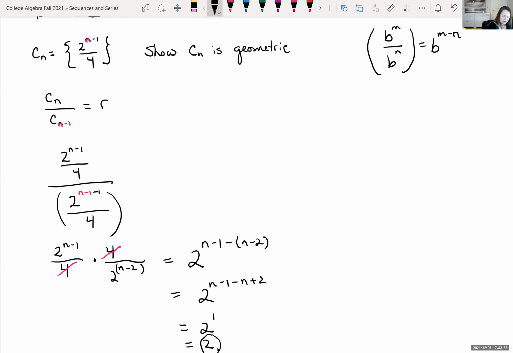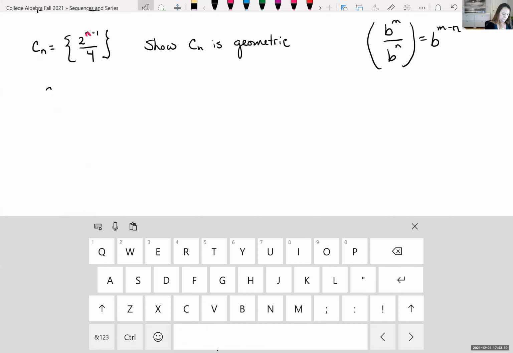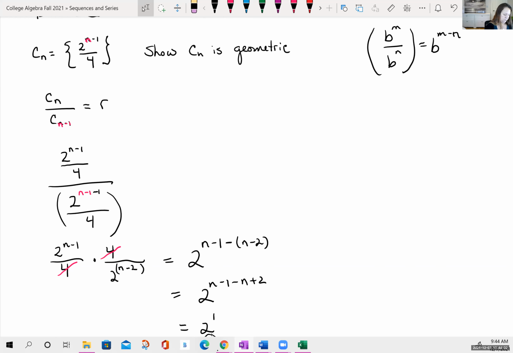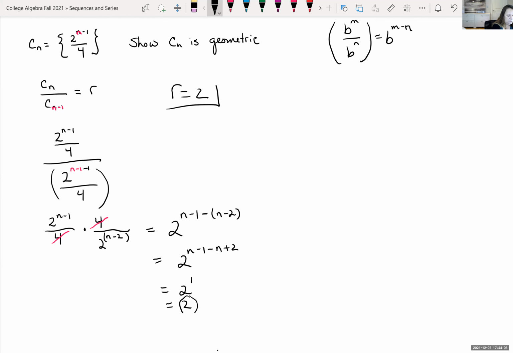So because we got a common ratio of 2, we have r is equal to 2. And because that was a constant, we know that it is geometric. If we had tried to show this and we were left with n inside after we did all this work, then we would say that it's not geometric.